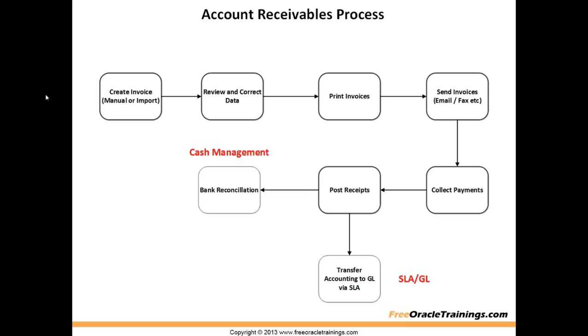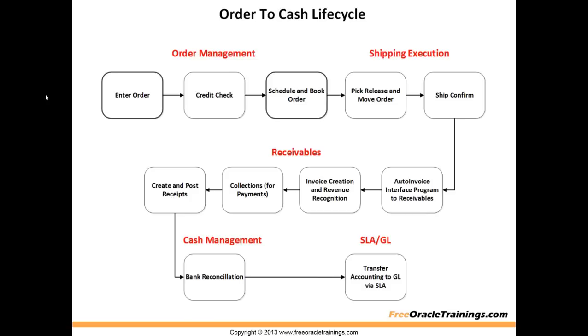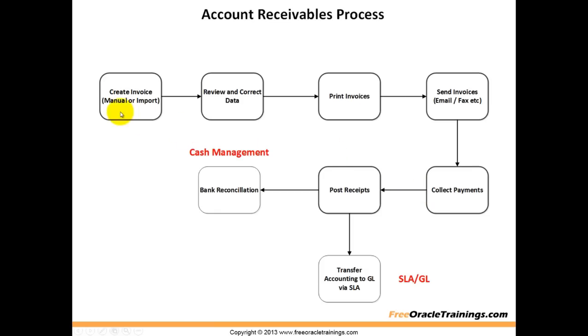So let's start with this process flow. As you would see from the last cycle, after the auto invoice interface program is run, it will basically create invoices into receivables. Fine. And those invoices are not just created, basically they are imported into receivables. And that's the reason the first step that you would see over here is either manually create an invoice or import an invoice. So one of the sources for importing the invoice is order management, if you have implemented the order to cash lifecycle process flow in Oracle eBusiness Suite. Okay, so that's one of the sources.